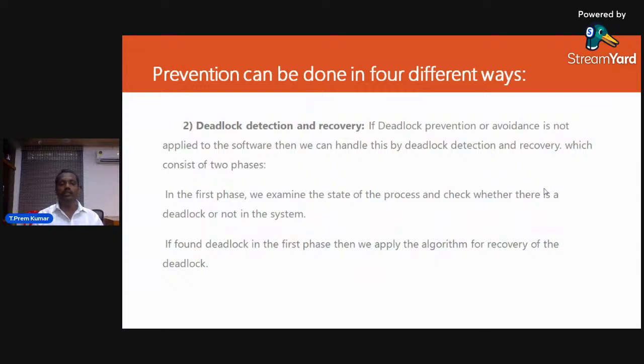The second one is deadlock detection and recovery. If deadlock prevention or avoidance is not applied to the software, then we can handle this by deadlock detection and recovery, which consists of two phases. In the first phase, we examine the state of the processes and check whether there is a deadlock in the system. In the second, if we find a deadlock, then we can employ some algorithm for recovery of the deadlock.